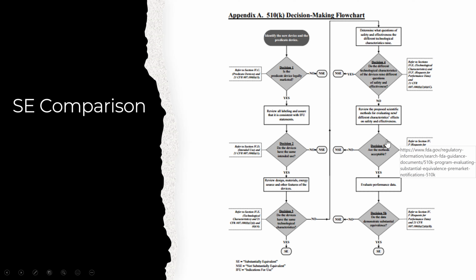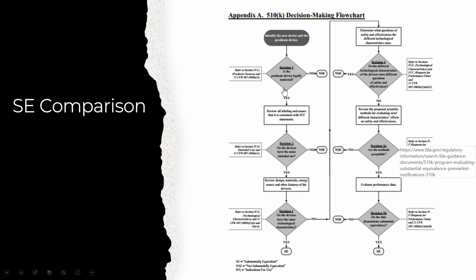Then we have the methods. So if you identify there are different methods, but they don't create new issues of risk, then how did you validate that? That's this next question. And then does your data support the substantial equivalence? Those are the 6 questions for the substantial equivalence process.